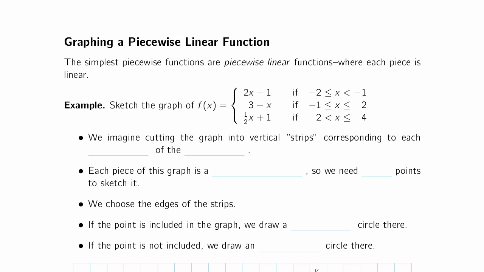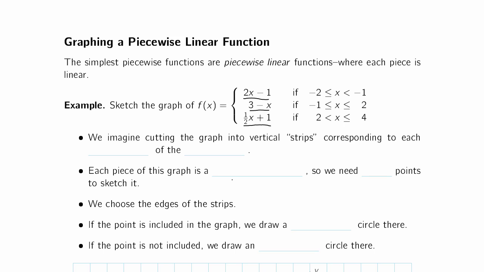One of the things that we would like to be able to do with piecewise functions is to graph them. The simplest sorts of piecewise functions to work with are what are called piecewise linear functions, where each individual piece is linear. Notice that in this example, we see that each of these individual expressions is a linear expression. If that were the entire function, we would have a linear function on our hands.